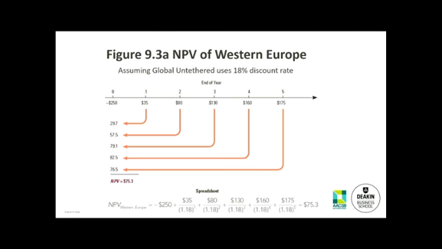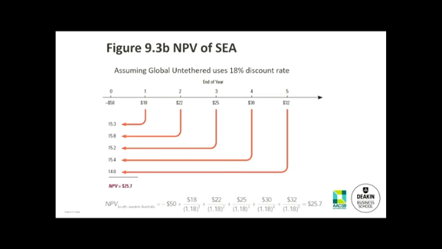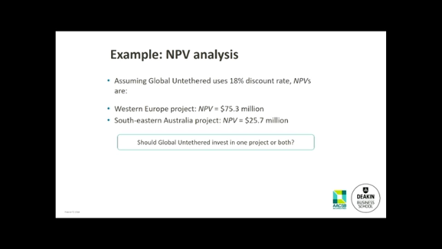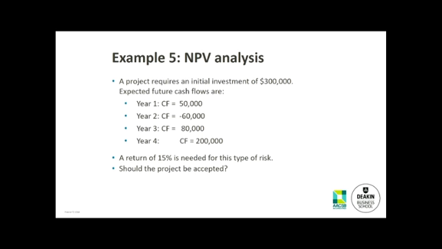Before the break, we talked about these 2 projects. The first one gives you 75.3 million. The second one, 25.7 million. Now, assuming Global Untethered uses an 18% discount rate, the NPVs are Western Europe, 75.3 million, Southeastern Australia, 25.7 million. Should we accept the first one or both of them? Well, if possible, accept both of them. If you have to choose one, you're probably going to accept the first one. But there might be other factors we need to consider. I will come back to this question.